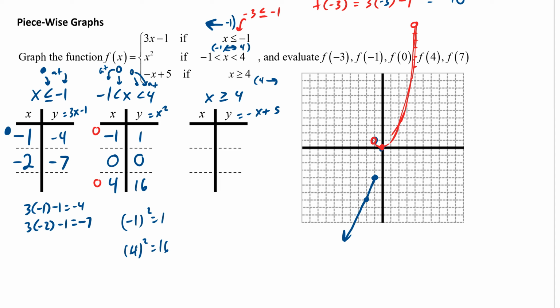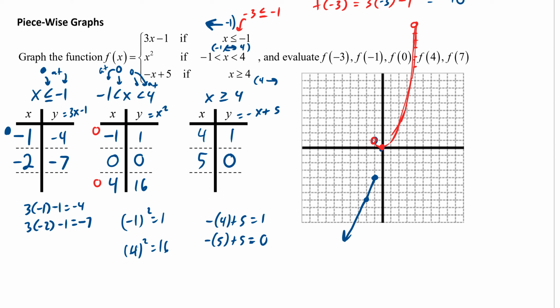And then our last one, this one is starting at 4 and we're going off to the right. So something bigger than 4, 5, and again, it's a line, so we can stop there. So negative 4 plus 5 is 1, and negative 5 plus 5 is 0.